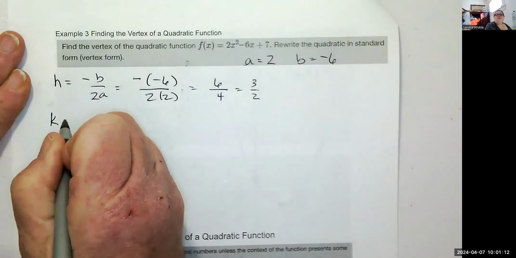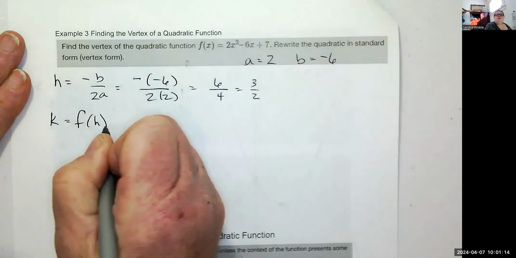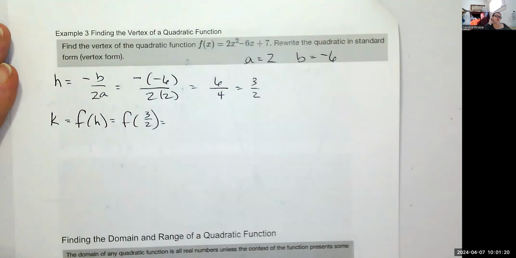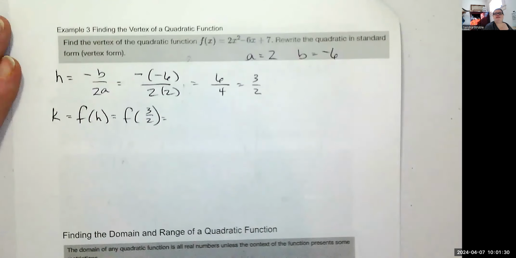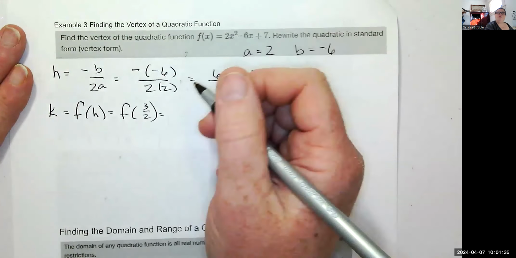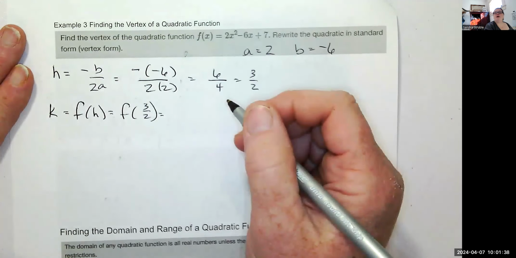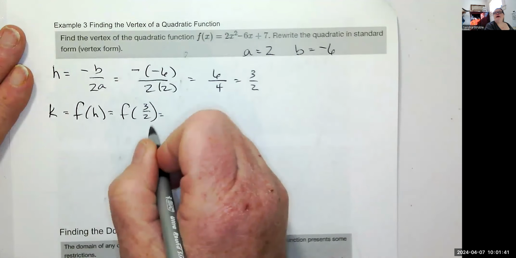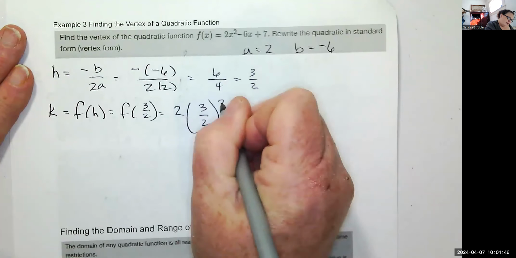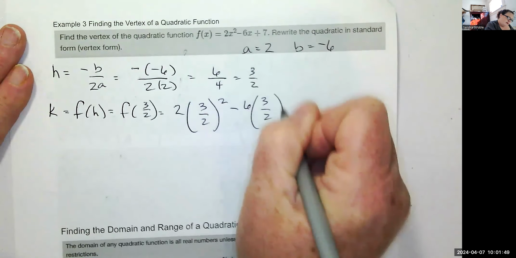All right, let's take k is equal to f of h. So f of 3/2. Because this is a 1.5, if you'd used a decimal for this, it would have been fine. However, if it would have been a 2/3, I would not want you to do decimal, because then you would be rounding and your answer would be approximate and not correct. I want exact answers, okay, not approximate. All right, so let's plug in 3/2 for x. So 2 times (3/2) squared minus 6 times 3/2 plus 7.